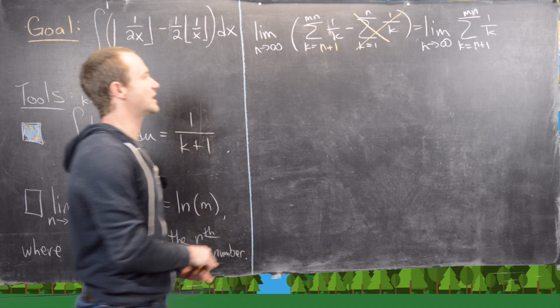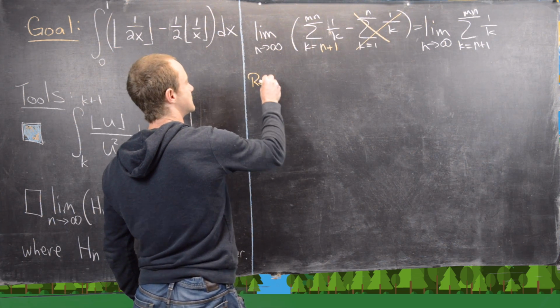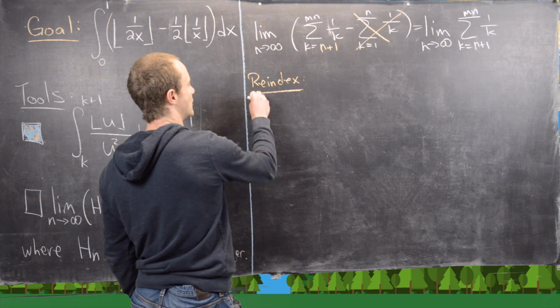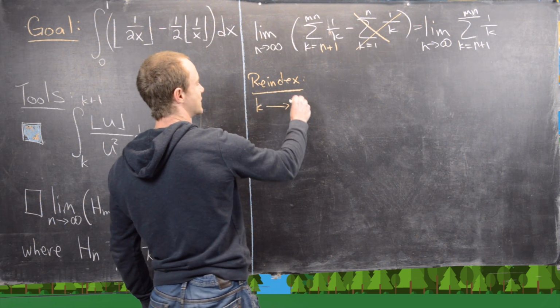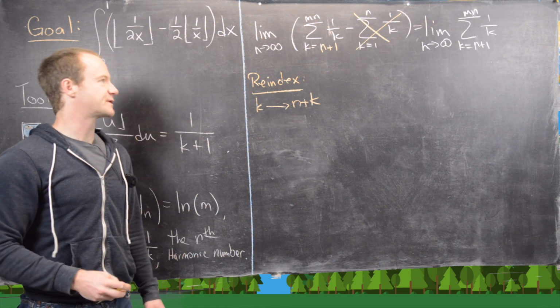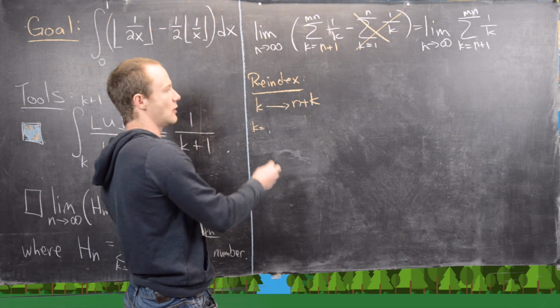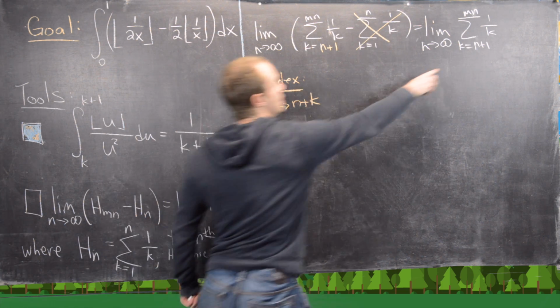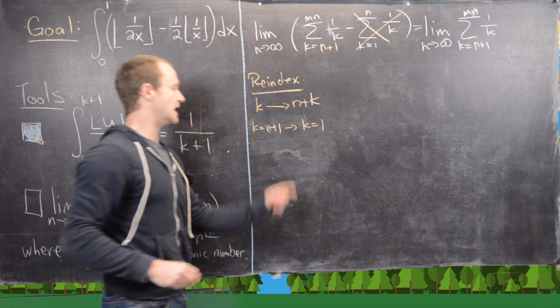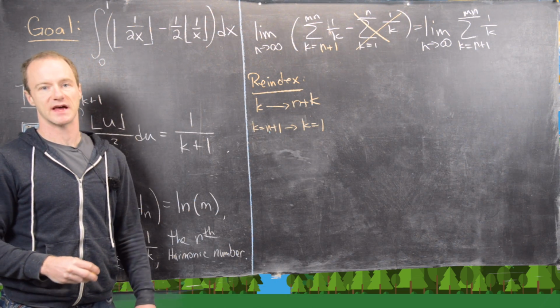Now the next thing that we want to do is reindex. And we're going to reindex in the following way. Our old k is going to become n plus k. Okay, so now let's see what happens with our bounds of summation. Our old lower bound was k equals n plus 1, which we have right here. Now that's going to go to k equals 1 if we're replacing k with n plus k.